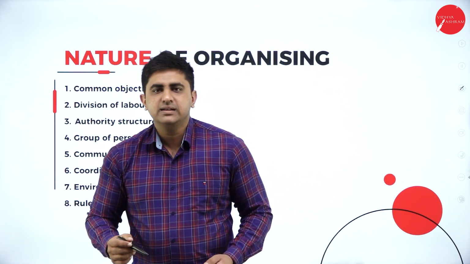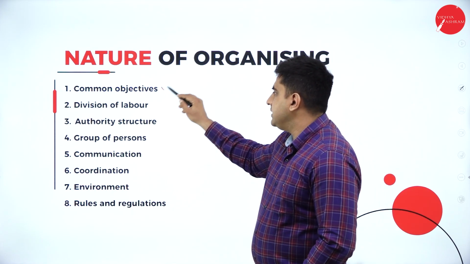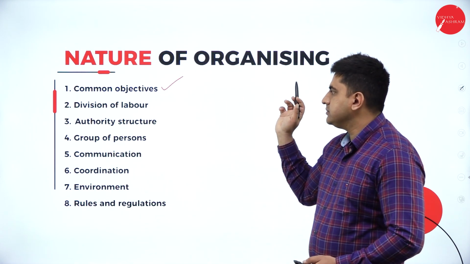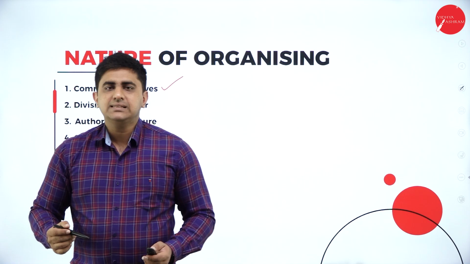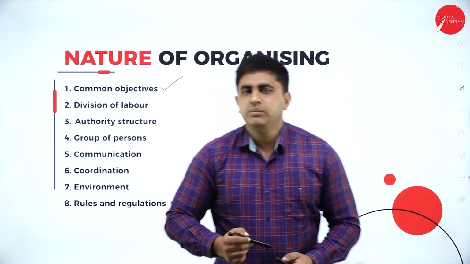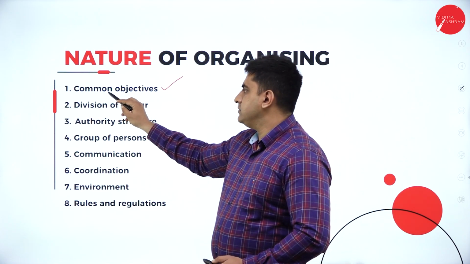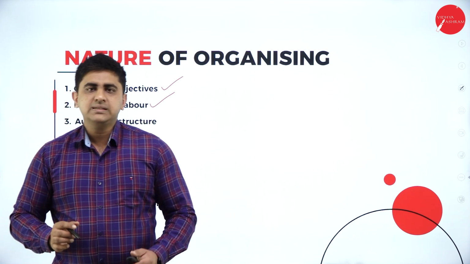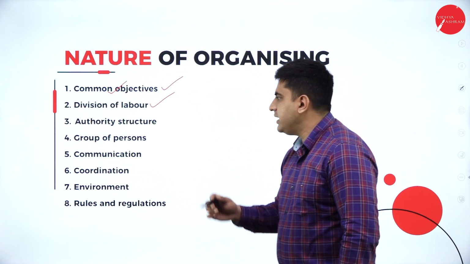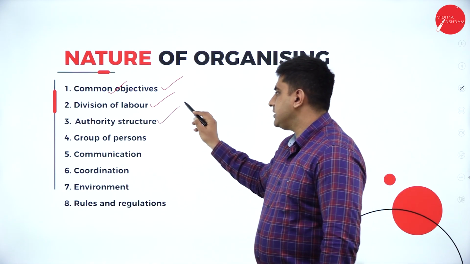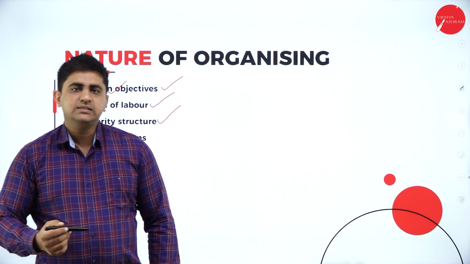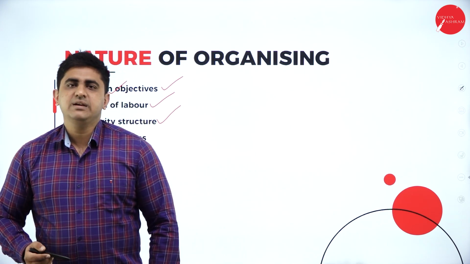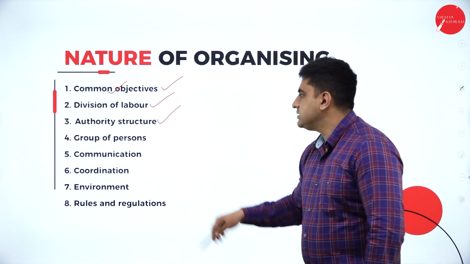What is the nature of organizing? First one is common objectives. That is, the organization has one objective, that is to make profit. So they are organizing. There might be different tasks performed inside the organization, but to achieve a common objective. Next is division of labor. You are dividing the labor, that is, you are grouping similar related tasks into different departments and you are dividing the labor. Authority structure. As I have already explained, each department will be headed by a particular manager, like the finance manager or your marketing manager or your production manager.